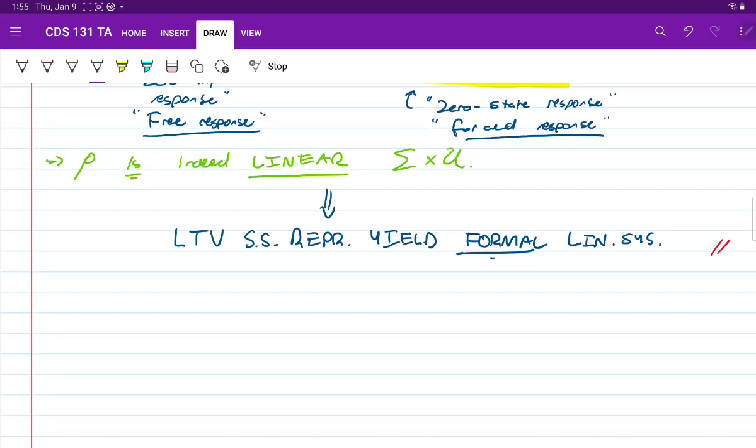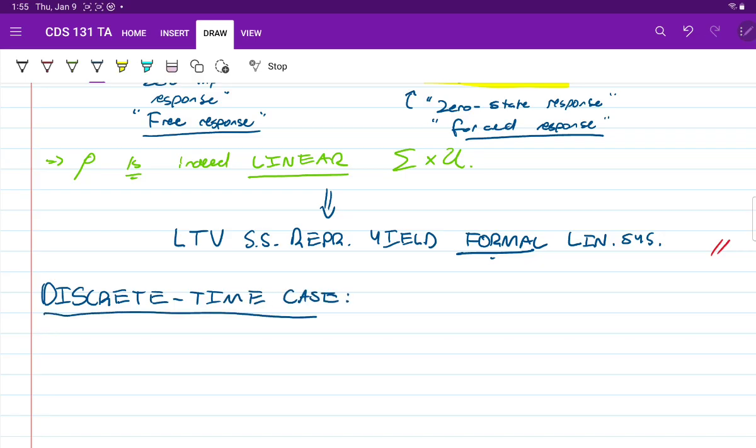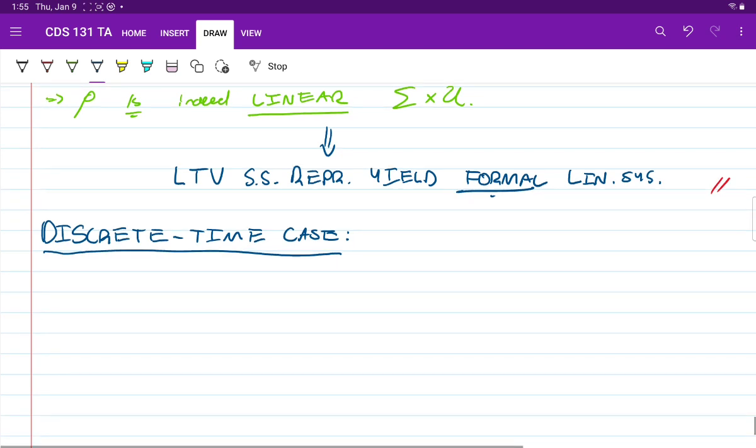Great. So I promised we would talk a little bit about the discrete time case. Thankfully, the discrete time case is significantly easier than the continuous time case. So let me give a really quick outline of the analogous theory, and we'll get a feel for why it's so much easier. Let's sketch out a very similar process to what we did above.